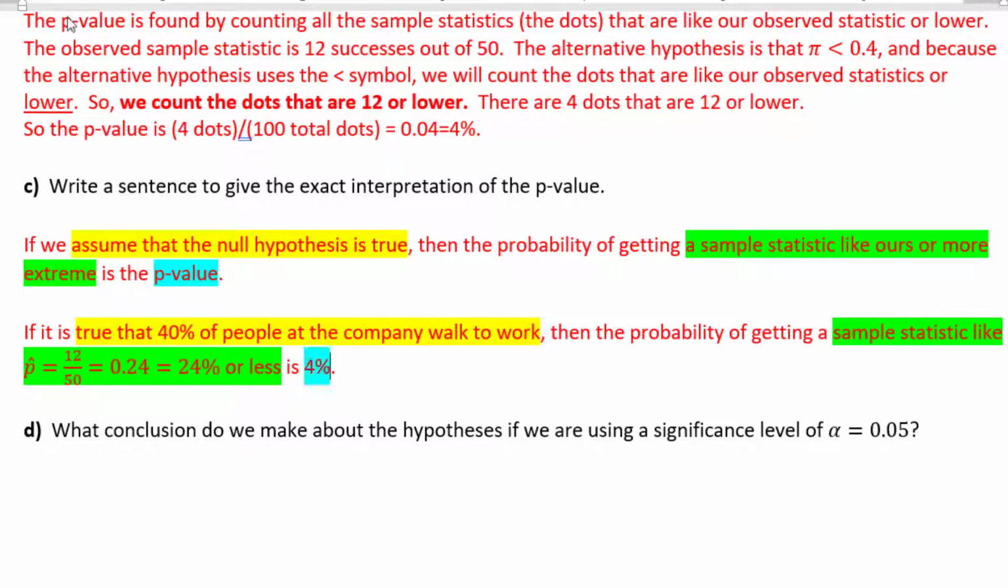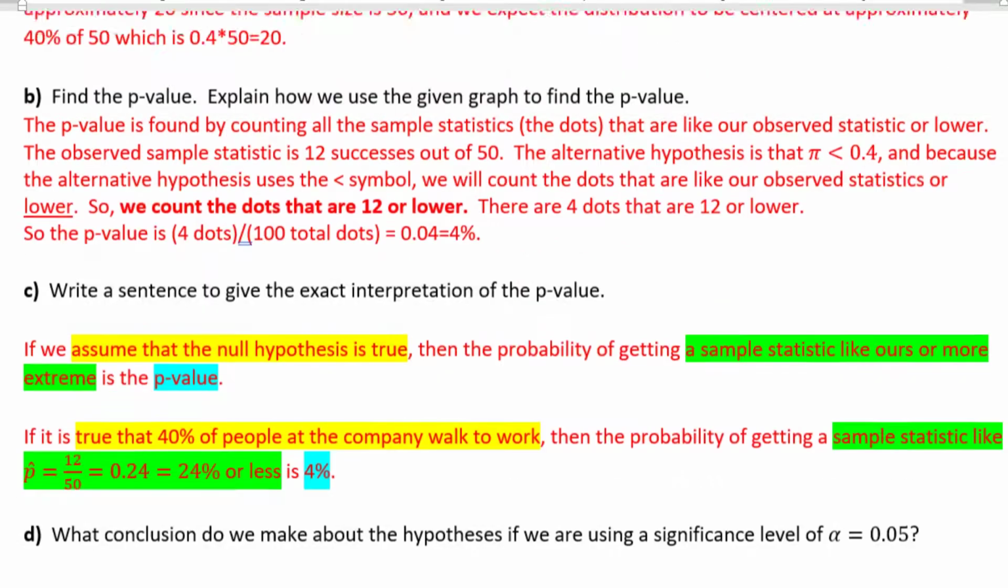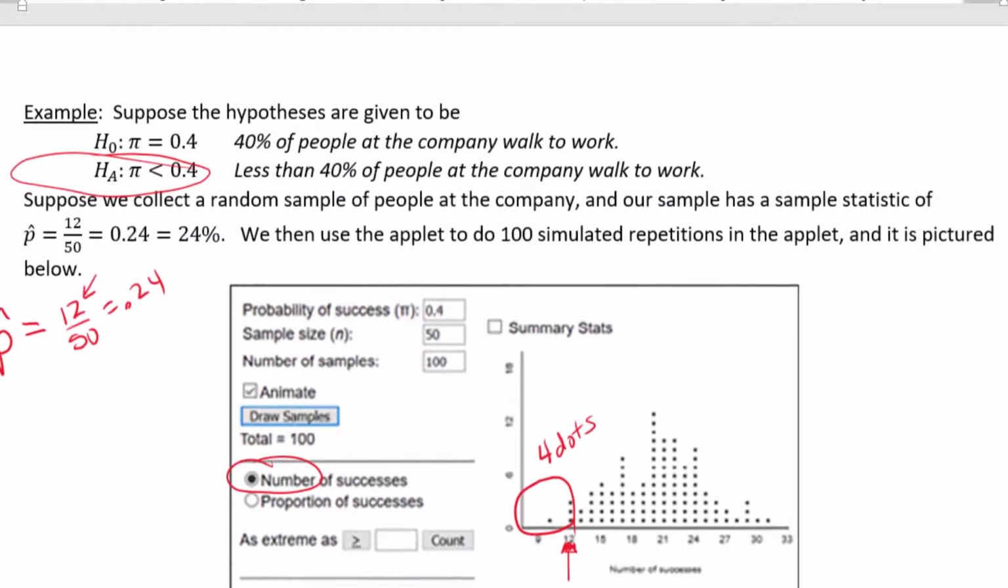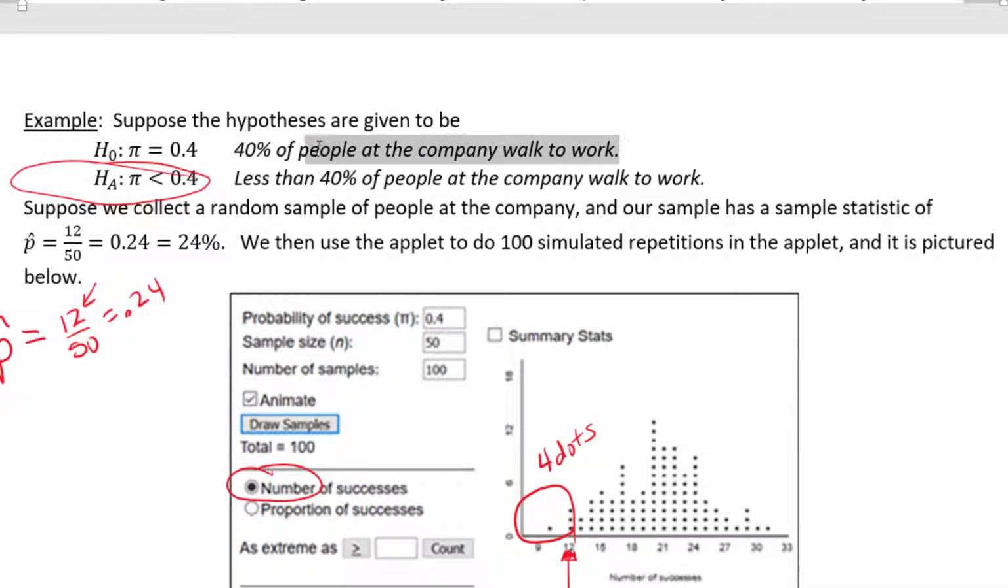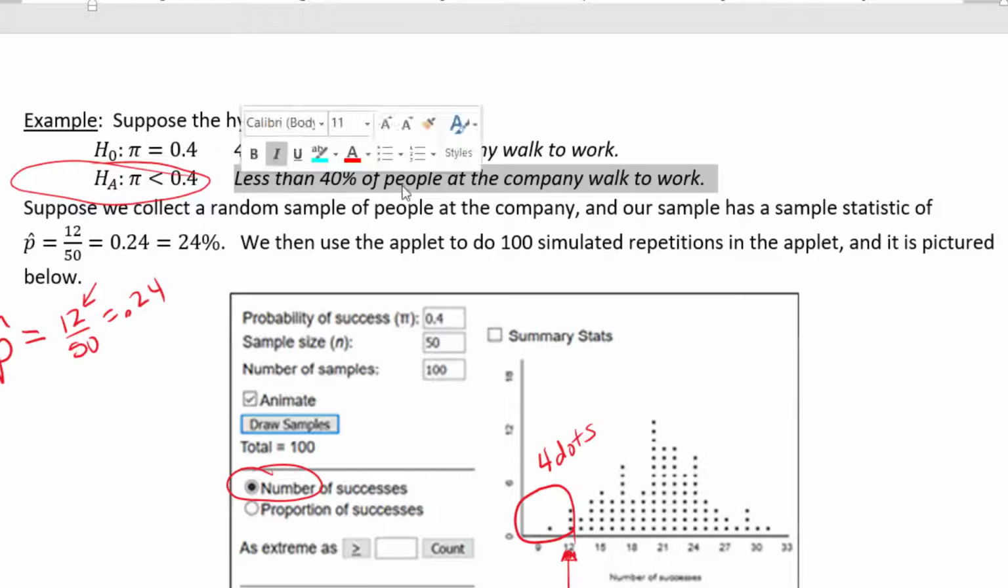So overall, it reads, if it's true that 40% of people at the company walk to work, then the probability of getting a sample statistic like p hat equals 12 out of 50 people walking to work or less is 4%. And lastly, then, it asks, what conclusion do we make about these hypotheses? We want to know, do we support the null hypothesis that 40% of people at this company walk to work, or do we support that less than 40% of people walk to work?